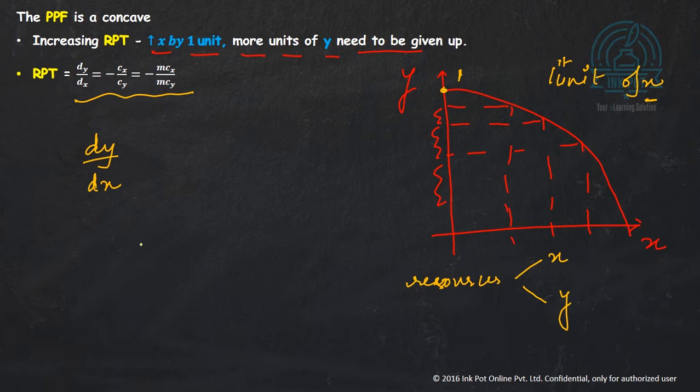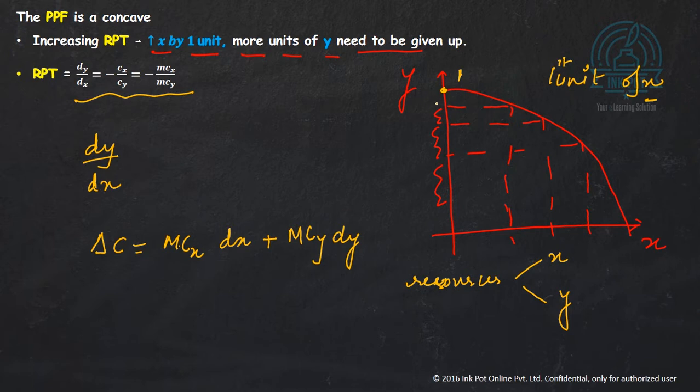For this, on this entire PPF boundary, we will have an inherent cost. So I want to figure out what my change in cost is. My change in cost will be the change in cost of x into the number of units of change in x. So if my MCx is, let's say, 2 and I changed 5 units of x, then the change in cost of x will be 2 into 5, which is 10. Similarly, it will be MCy into dy, the change in the per unit cost of y into dy.